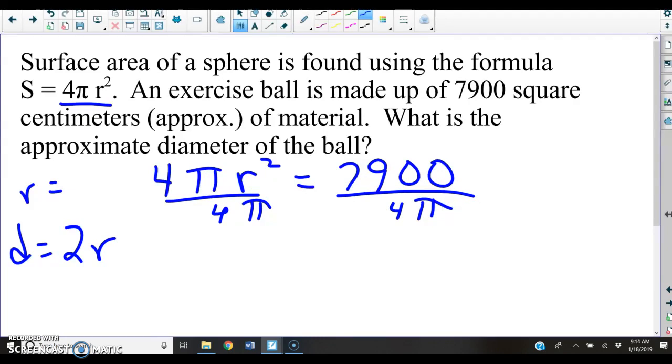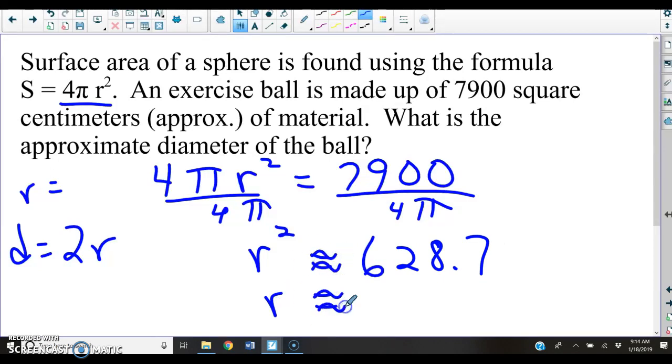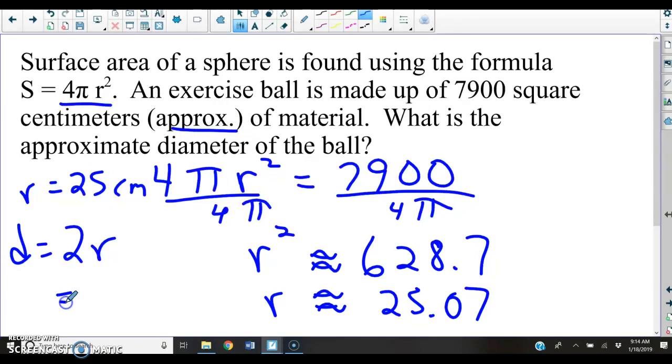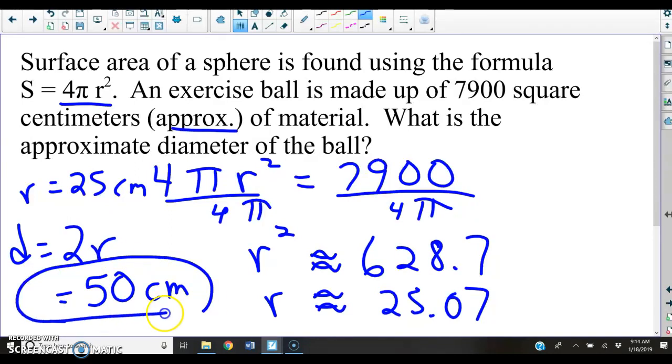Okay. When I divided, I got approximately 628.7. And when I square rooted this, it came to approximately, so because pi is irrational, 25.07. So I'm going to approximate, because it said approximate, my radius to be about 25 centimeters. My diameter, what they asked for, is about 50 centimeters, which is probably too big. Well, it's an exercise ball, not a soccer ball, so it's probably fine.